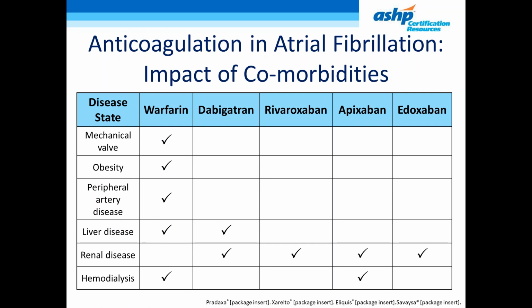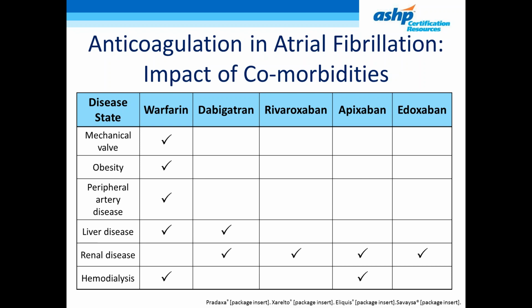If we look at the impact of comorbid conditions on our selection of anticoagulants, we can see that there really is not a lot of data for some of the comorbid conditions that we may need to consider. For example, currently warfarin is the only anticoagulant that should be used in patients with mechanical valves. For patients with obesity, and also for those patients with low body weight, there isn't a lot of data on how to adjust or how to address this with the novel oral anticoagulants.